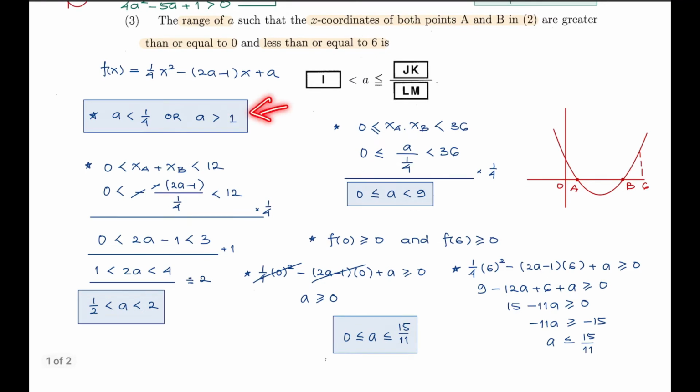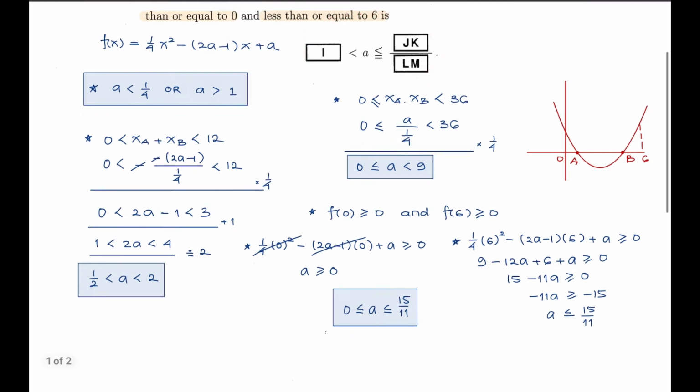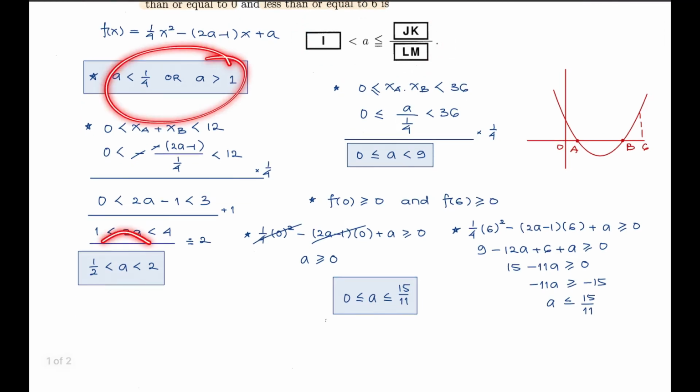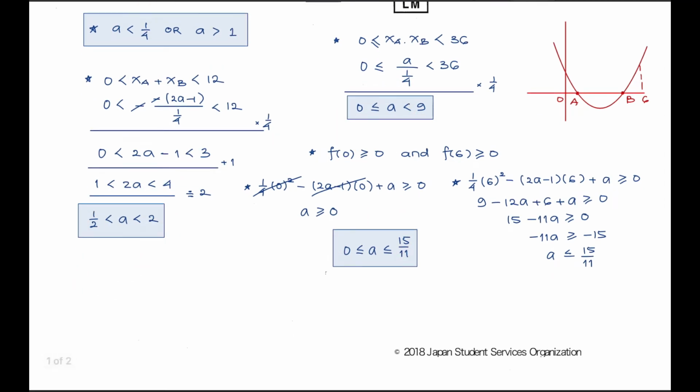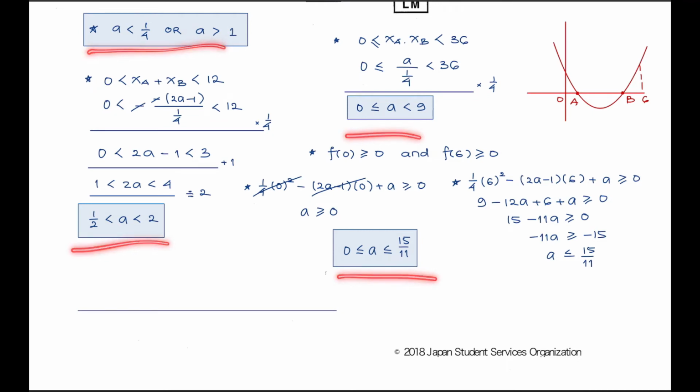These are 4 conditions that must be satisfied so that the x coordinates of both points A and B are greater than or equal to 0 and less than or equal to 6. But what is our final answer then? Our final answer is the intersection of these 4 conditions. So I will draw another number line and find the intersection of these 4 conditions.